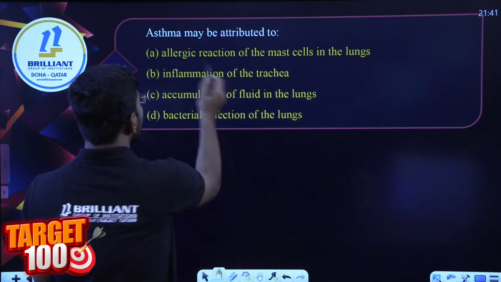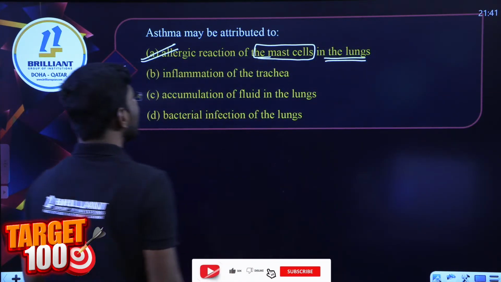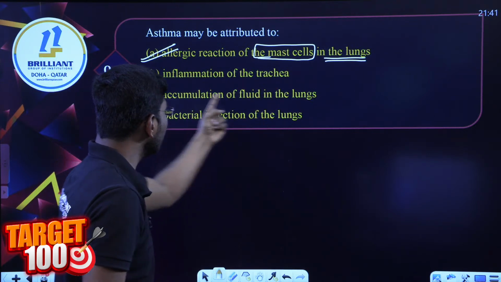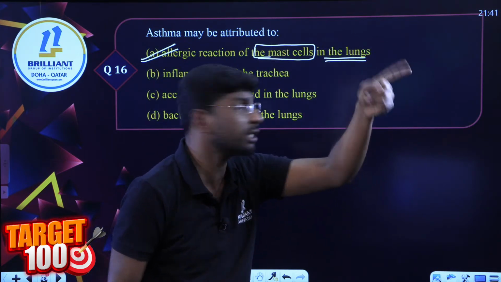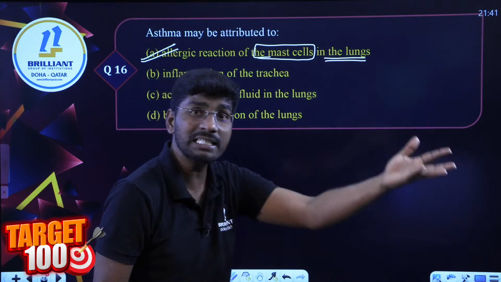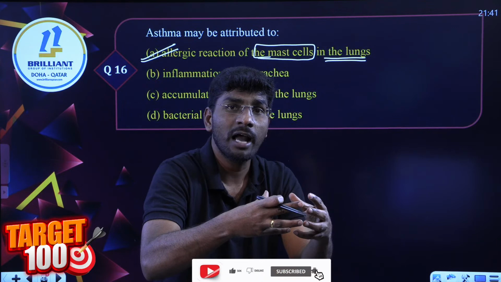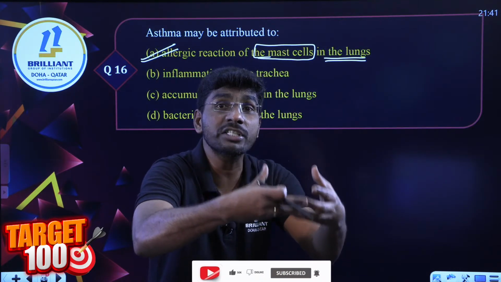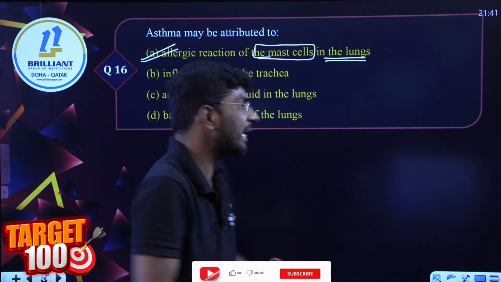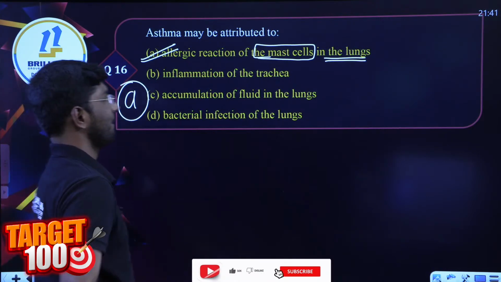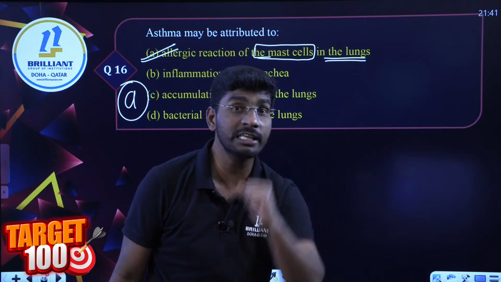Let me answer this. What is the allergic reaction of mast cells in the lungs? Keep in mind, the other options are inflammation of trachea, accumulation of fluids in the lung, and bacterial infection. Asthma is an allergic problem, an allergic reaction by mast cells of the trachea. Mast cells form spasm, and they cause inflammation in the bronchioles also. So we can write option A. Asthma. Clear? The asthma allergic reaction is given in NCERT.